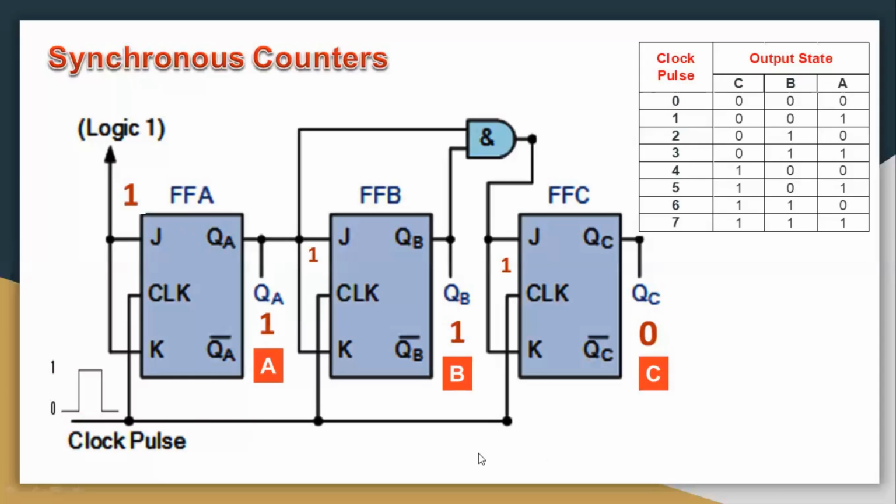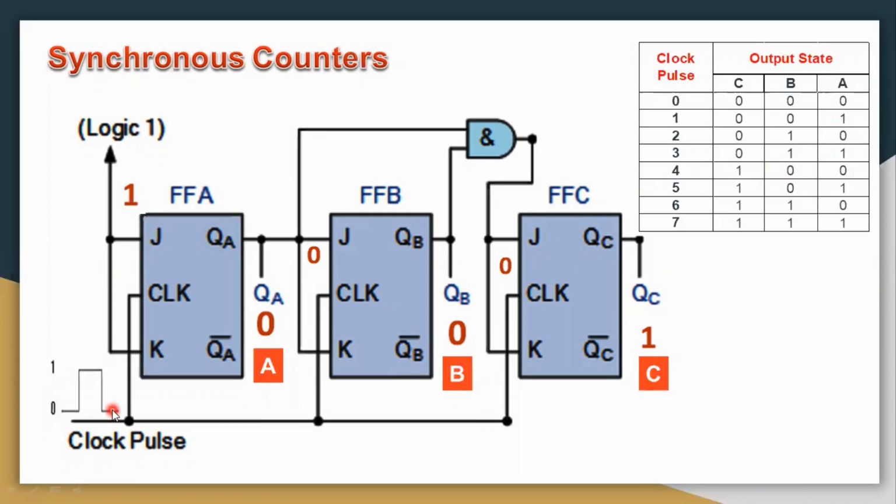So, after the fourth clock pulse, this changes to 0 because here the input is 1. This changes to 0 because here the input is 1. And this also changes to 1 because the input is 1. Therefore, when I am giving the fourth clock pulse, the output is 1, 0, 0. Remember, the most significant bit is C and the least significant bit is A, same as in the asynchronous counter. Therefore, the digits 1, 0, 0 are equivalent to 4 in decimal.